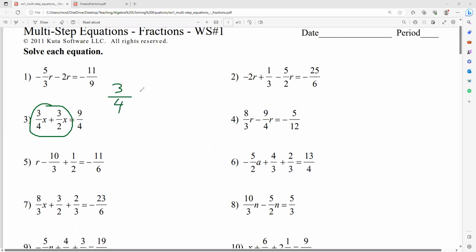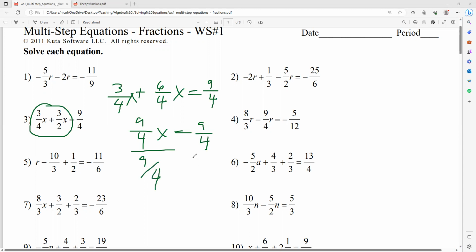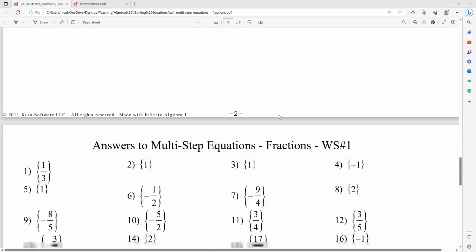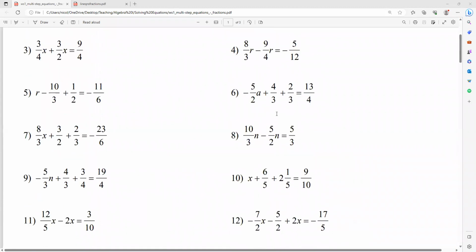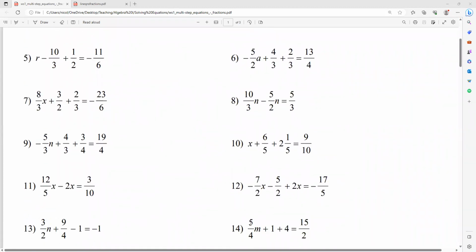If I wanted to make this 6/4, because when you add fractions, they have to have the same denominator, this then becomes 9/4 x, which is equal to 9/4. And now I'm going to divide both sides by 9/4, and I will get 1. x is equal to 1. And that's the answer. You can plug it in and check it if you need to for number 3. So you can see there, you must already know how to add fractions and divide fractions. Okay, I'm kind of just skipping around. Let's go to number 6.